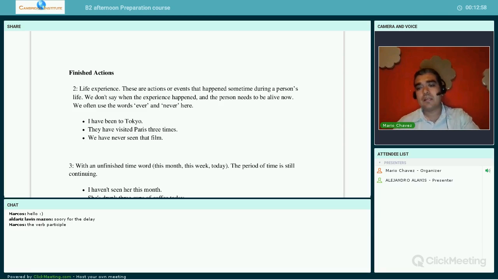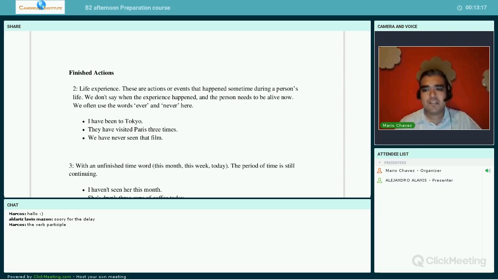So that is one use, right? One use on unfinished actions, all right? Actions which started in the past and continue right now in the present. So they are not finished. They are not over. We still do that, right? So that is one of the uses for the present perfect.